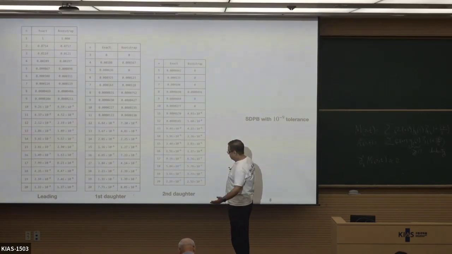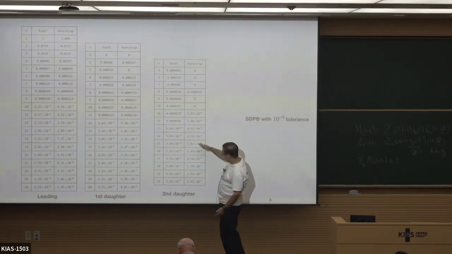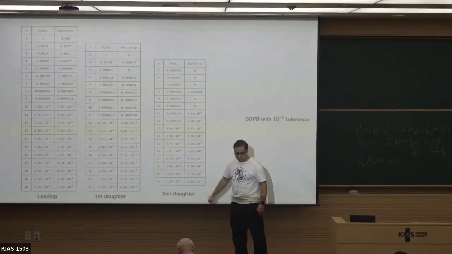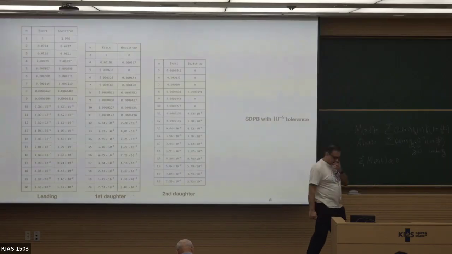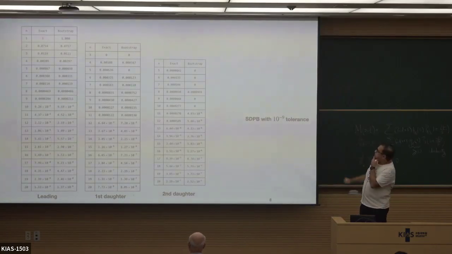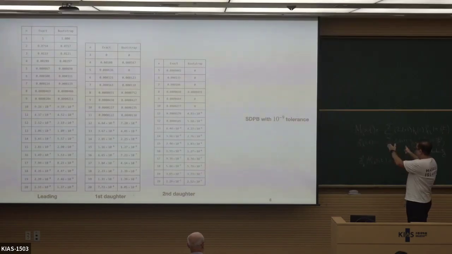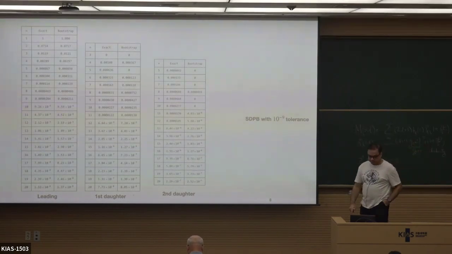For some reason that we have not completely understood, for higher n the agreement seems to improve so far as the subleading daughters are concerned. So in this particular case, the way that we did it was using SDPB with some ad hoc 10 to the power minus 9 tolerance. So when we impose this condition, we just said that this should be 0 up to 10 to the power minus 9 accuracy.